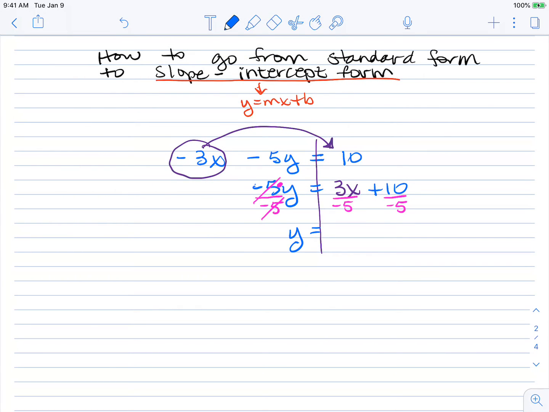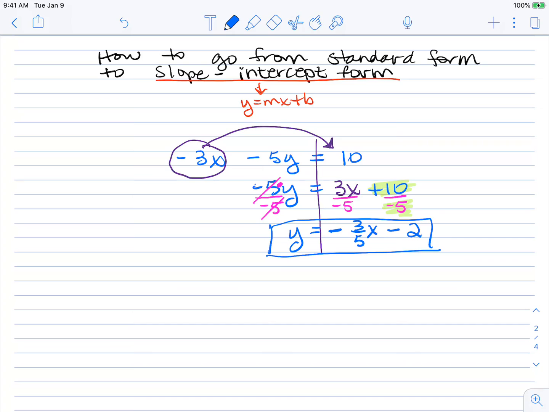The negative can be anywhere I want it to be. So that 3 over negative 5, I can put that negative out front if I want. So I'm going to do that. That's going to be a negative 3 over 5x. And then a positive 10, so right here, this positive 10 divided by this negative 5, well, that's going to give me a negative 2. And that's my answer.